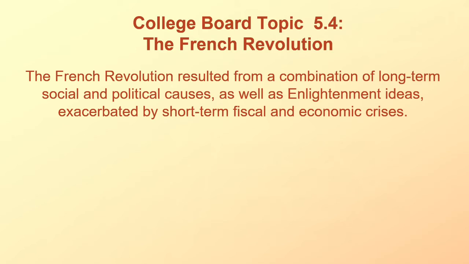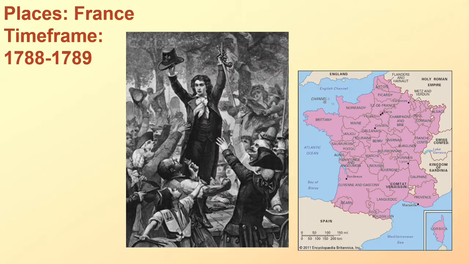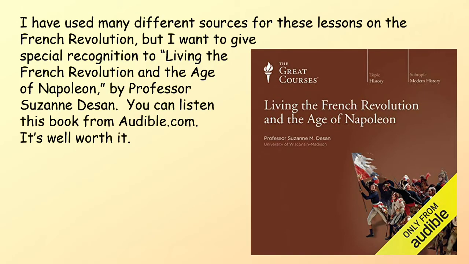The French Revolution resulted from a combination of long-term social and political causes, as well as Enlightenment ideas exacerbated by short-term fiscal and economic crises. So we're still there. And our time frame is 1788 to 1789. We're still in France.